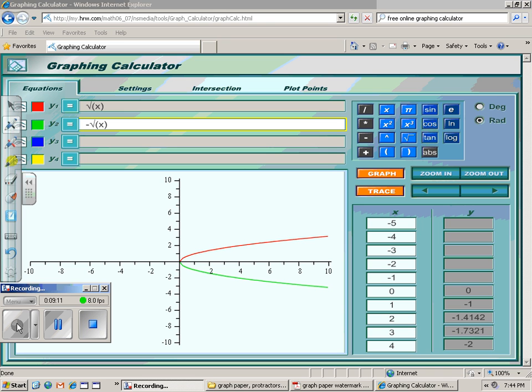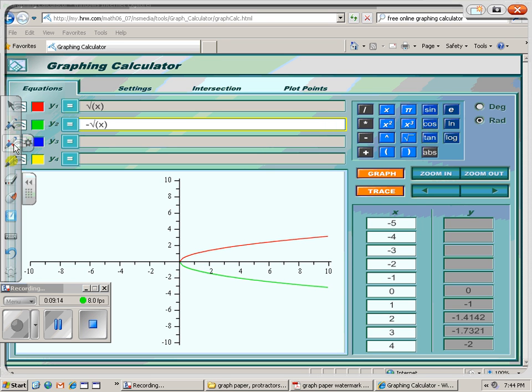Okay, and back to the graphing calculator. Now notice that I've graphed y equals square root of x, but I've also graphed the negative part of it too. All right, because remember, anytime we take a square root, we get a positive answer and a negative answer. So my red curve is the positive square root of x, and my green curve is the negative square root of x, just showing you both halves of the curve, the positive and negative aspects.